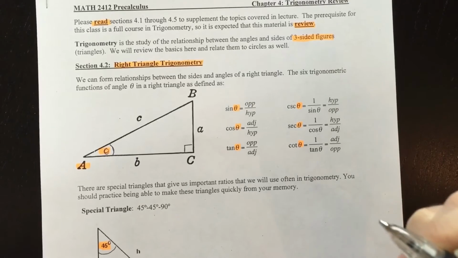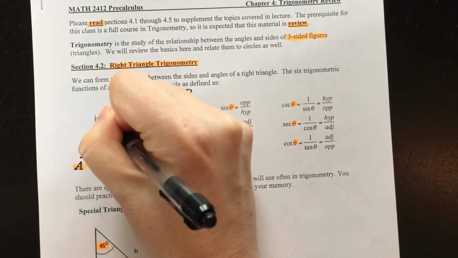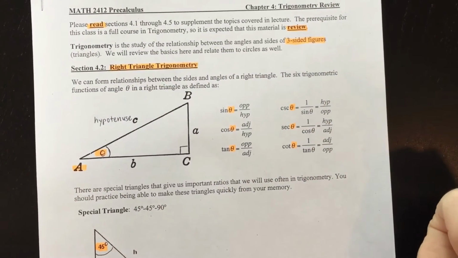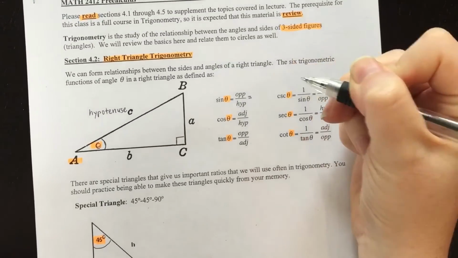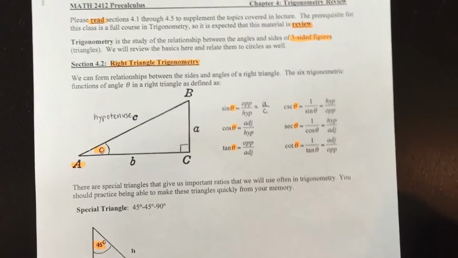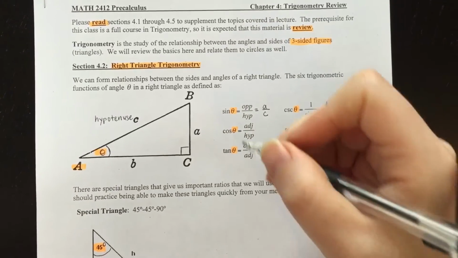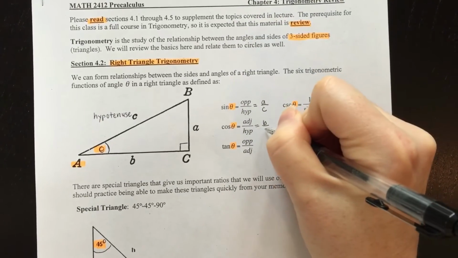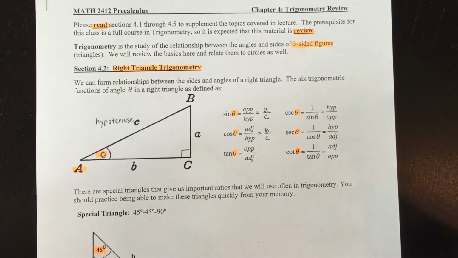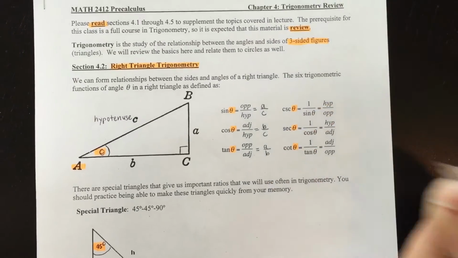So sine of theta is the ratio of the opposite side to the hypotenuse. If you remember, the hypotenuse is always across from the right angle. And so letting theta be angle A, the ratio of the opposite side to the hypotenuse would be A over C. Cosine theta is the relationship between the adjacent side and the hypotenuse. So using this diagram, that would be the ratio B over C. And tangent theta is the ratio of the opposite side to the adjacent side. So in this diagram, it would be A over B.